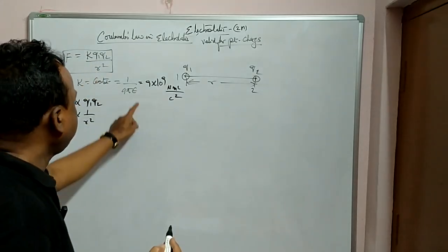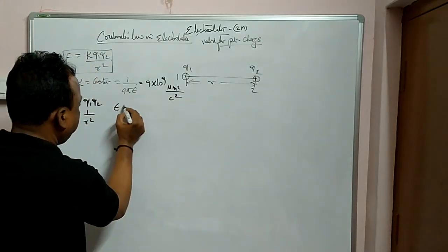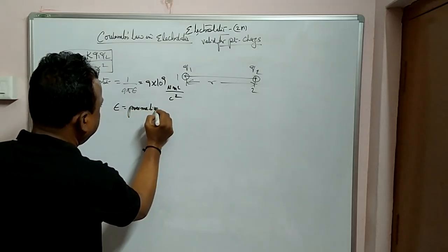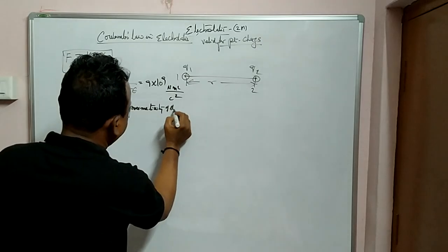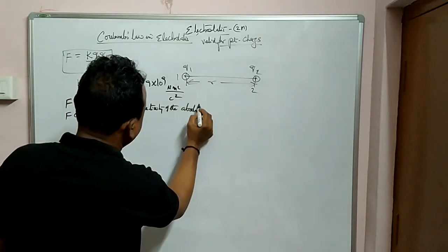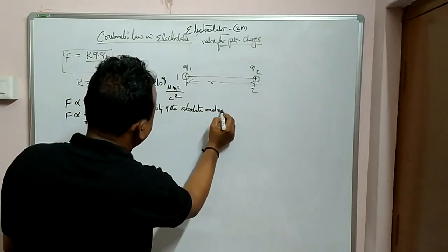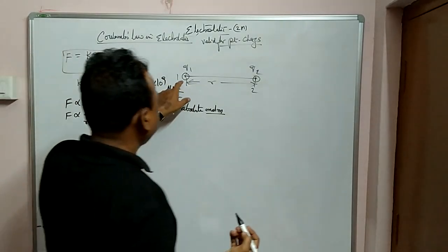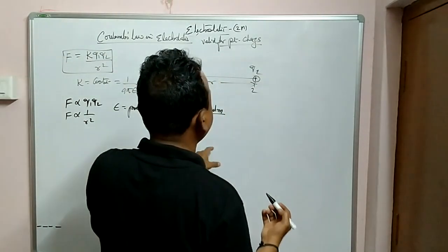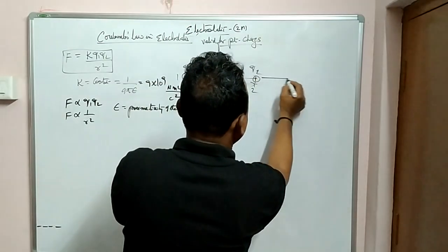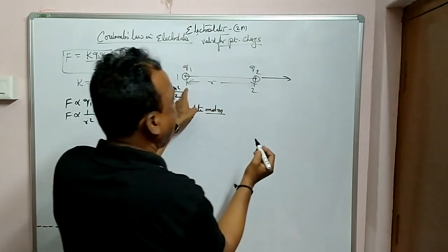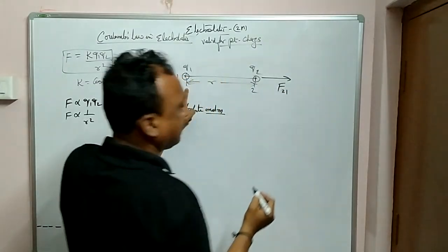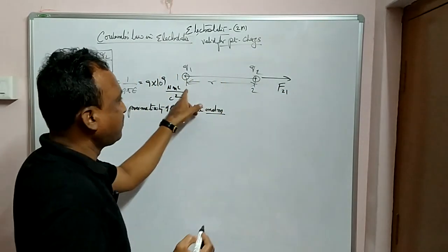Please make a note here. This epsilon is called the permittivity of the absolute medium. So what does it state here? Here charge 1 is there, charge 2 is there. So what happens? On charge 2, this will be acting. So what is the force on 2 due to 1? Force on the second charge due to 1.